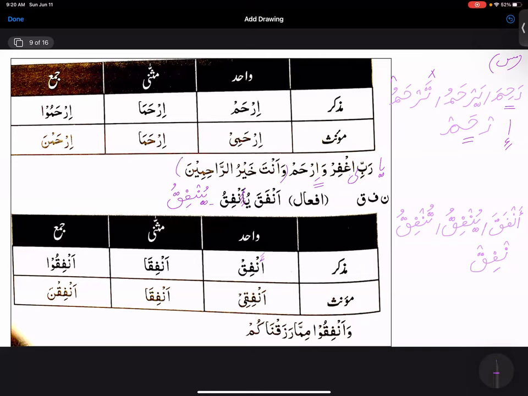The whole sentence is basically the hal. We are saying, O Rab, what is the hal of our Rab? You are Khairur Rahimin. You are the best of those who show mercy. No one can show mercy like Allah subhanahu wa ta'ala. He is the best. Right? So, this is how it is.